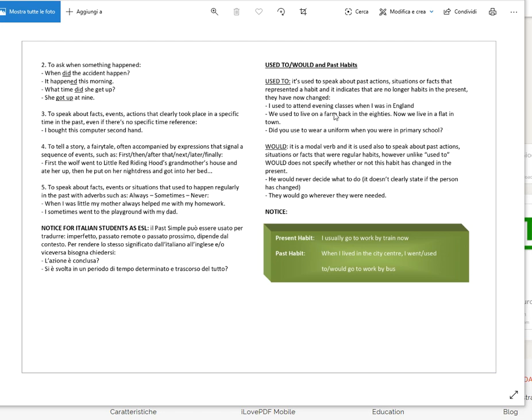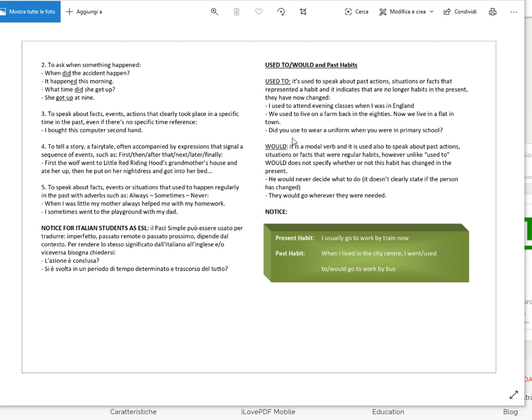As you can see, I used to attend evening classes when I was in England means that I no longer live, or I am no longer, in England. In the second sentence, it is specified: now we live in a flat in town. In the third one, it is a question.